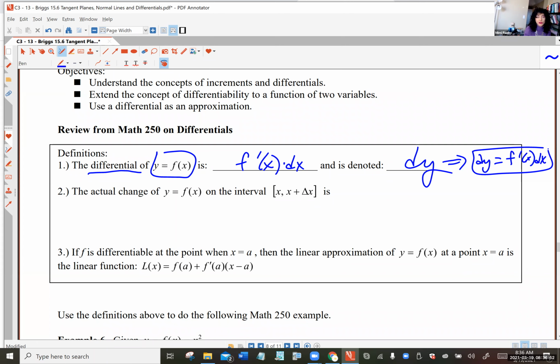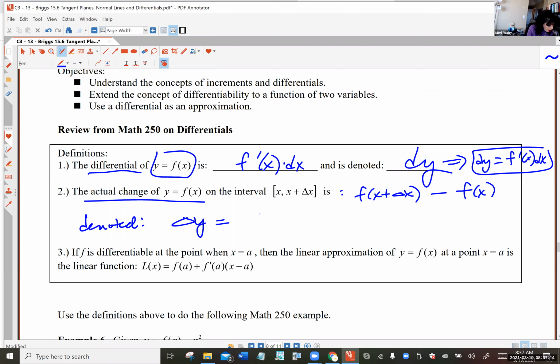Now, what is it used for? It's used to approximate changes in the function y. And you can compare it to the actual change in y, which is the difference between the y coordinates of the 2 points. And usually it's denoted delta y. So delta y is the difference of the y coordinates of 2 points.